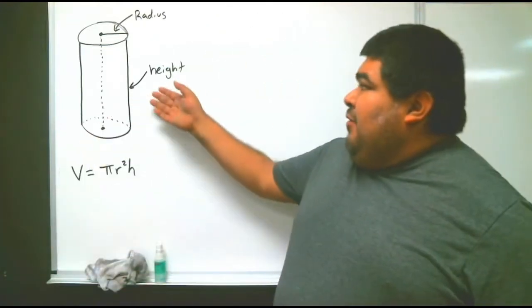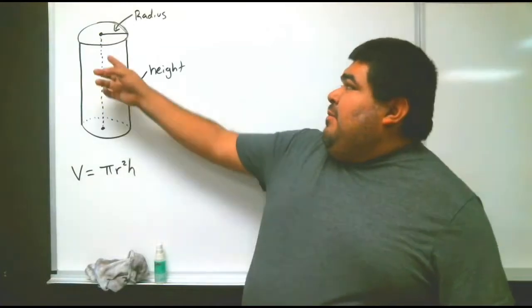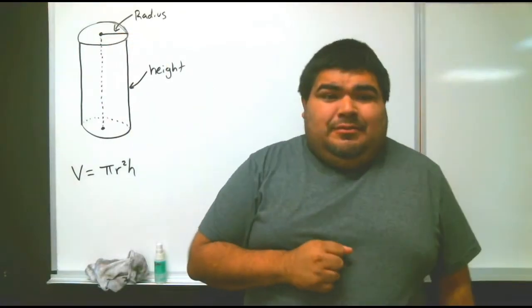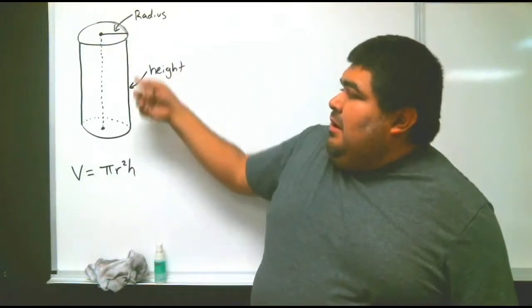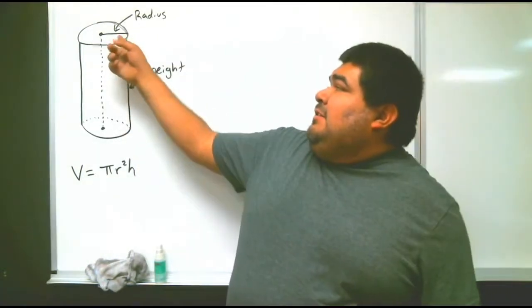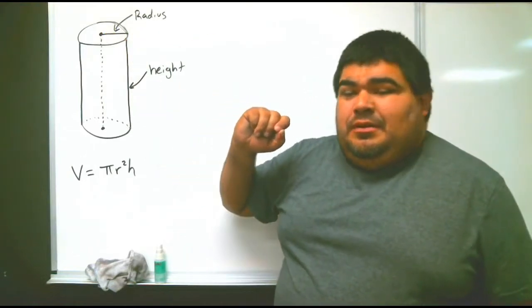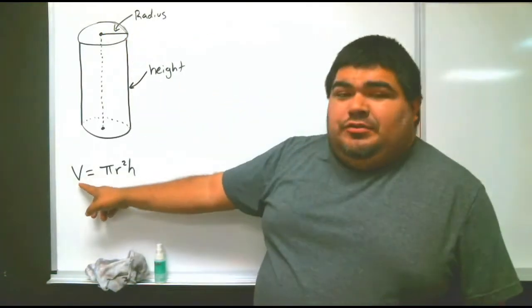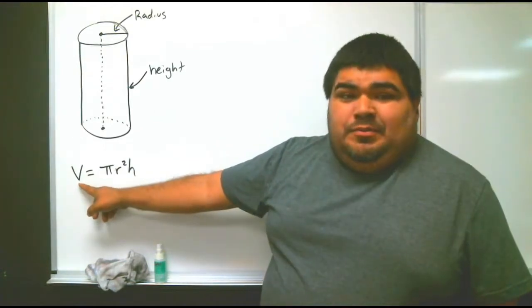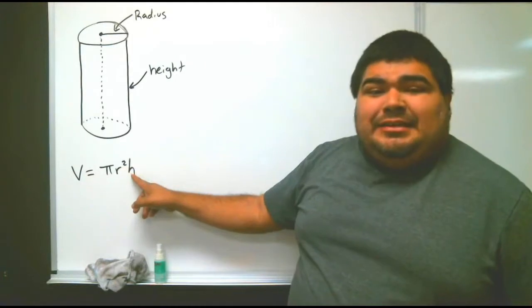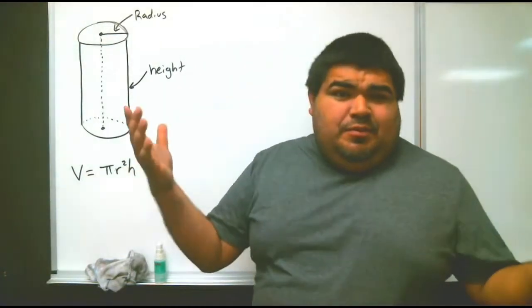So here we have our cylinder. Remember, our radius, our height. Our height is how tall it is. Our radius is how far it is from the center to the edge. The equation we're going to use today is volume, or V equals pi r squared times height. Very, very simple equation.